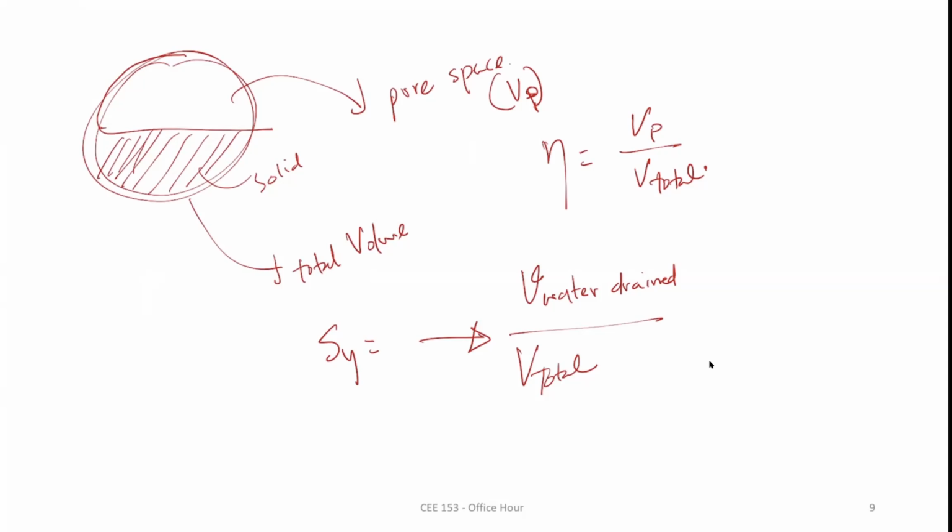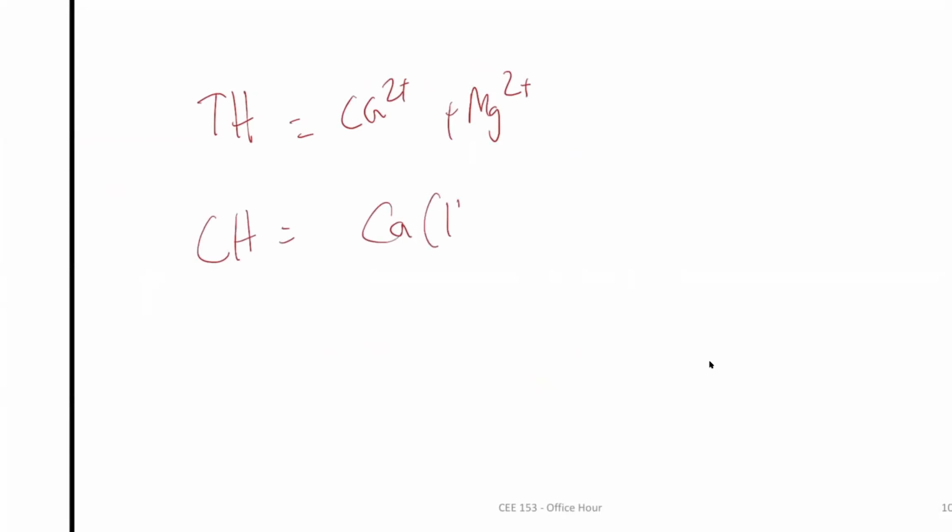What is the application of carbonate hardness, total hardness and non-carbonate hardness? Well, let's think this way. Total hardness is everything, all calcium and magnesium, irrespective of where they are coming from. Carbonate hardness is only calcium that comes from a carbonate source. That's what it means.